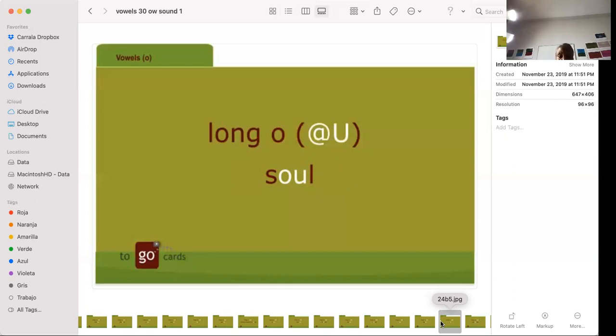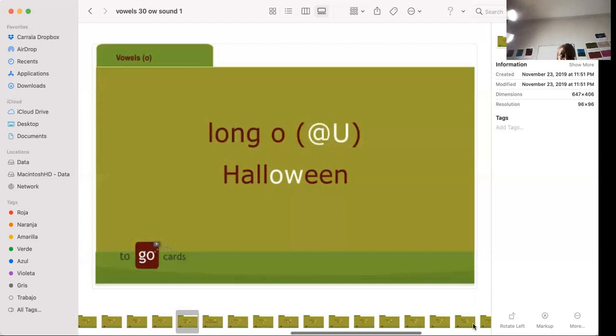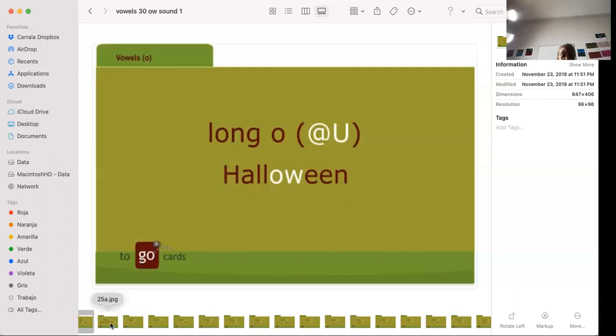S-O-L-E, sole. Halloween, just before All Saints Day. No, All Saints Day and All Souls Day. Or Dia de los Muertos, right? Dia de los Muertos.